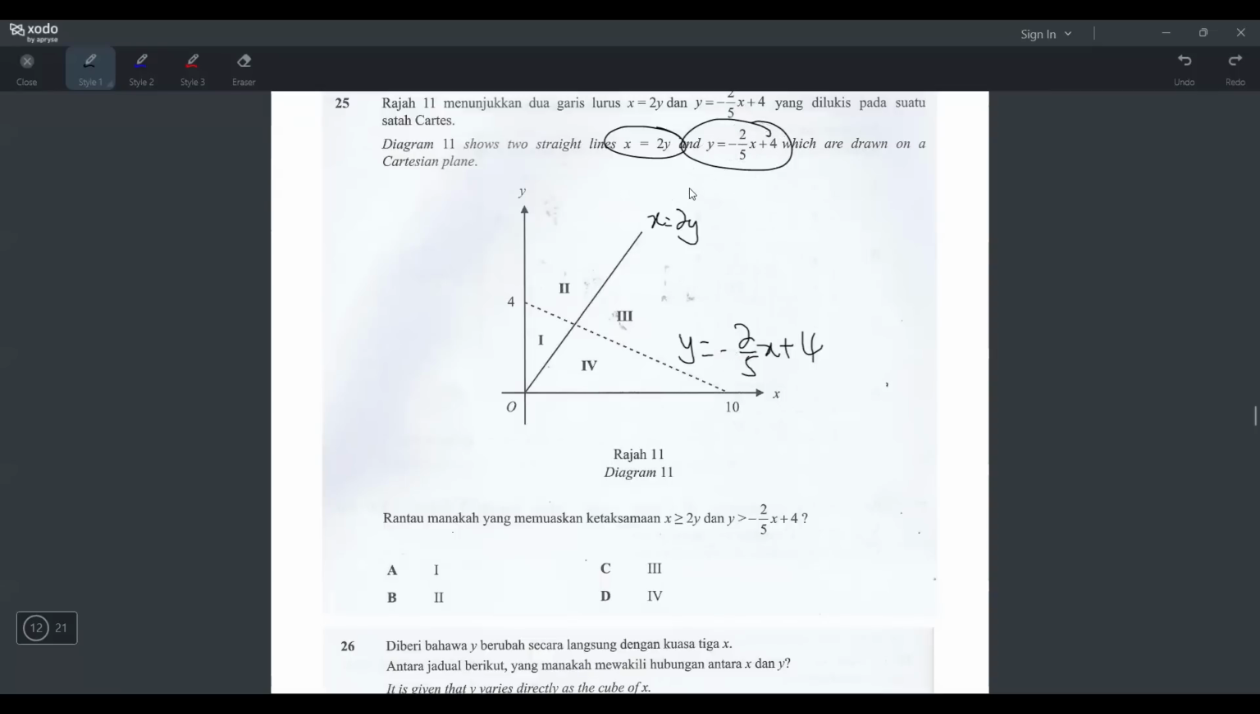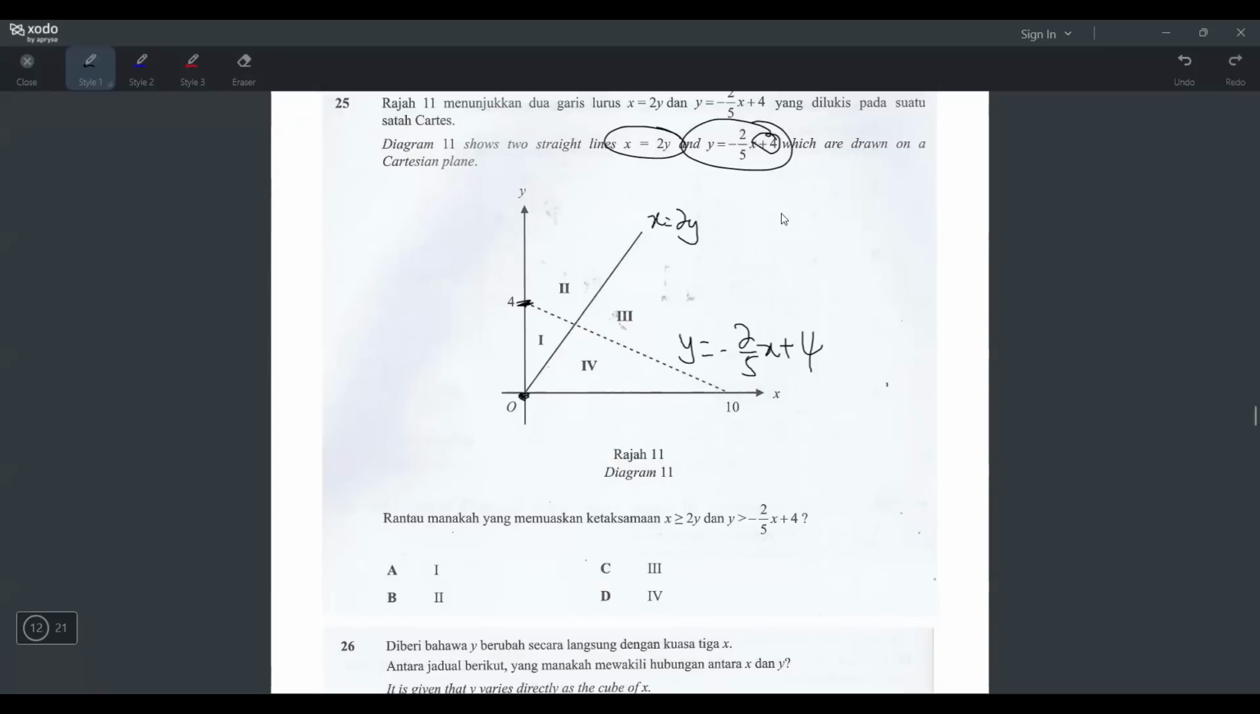Okay, the reason is because I look at the y-intercept. So this one, the y-intercept is positive 4. So yeah, this line has y-intercept positive 4, right? That's why this line is this one. And then the other one, automatic is this one lah. The other line, the y-intercept is 0.